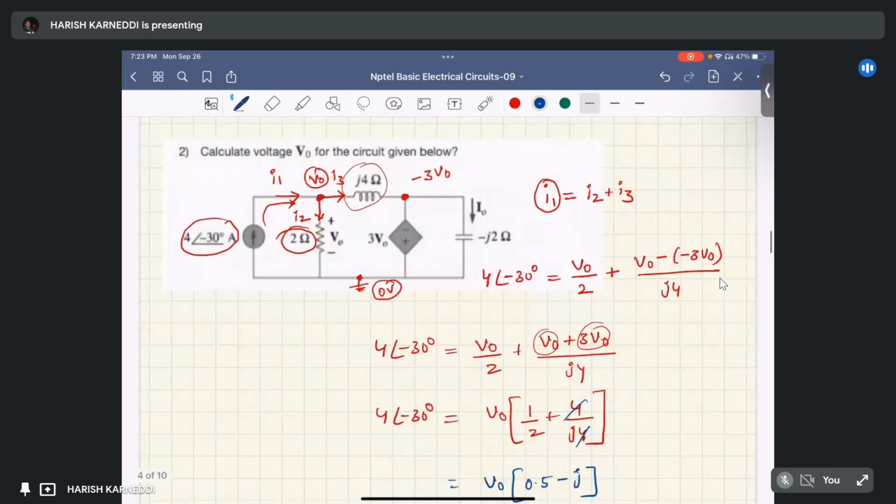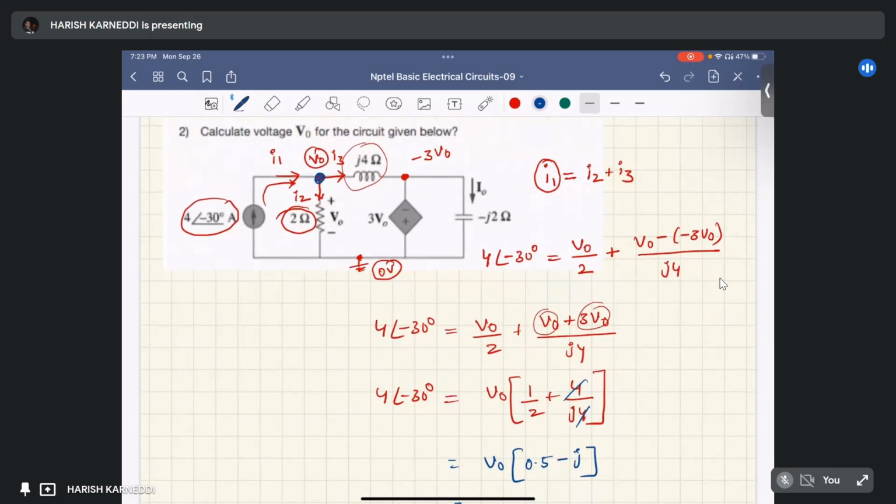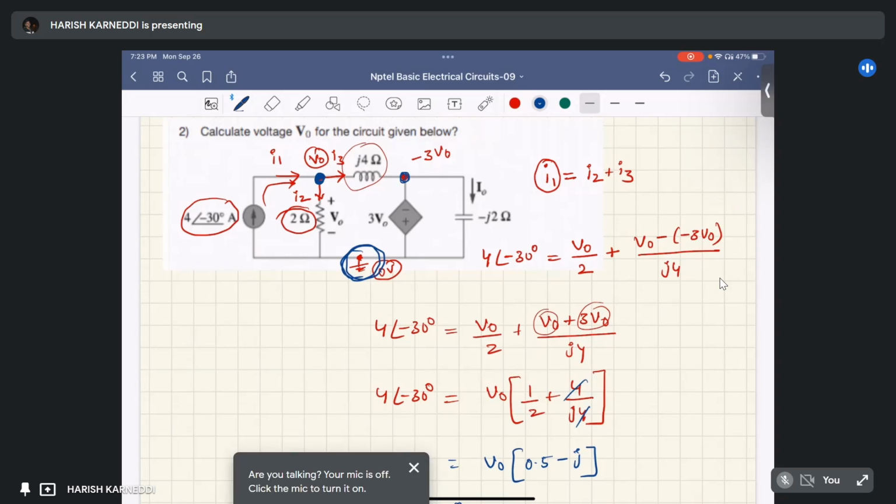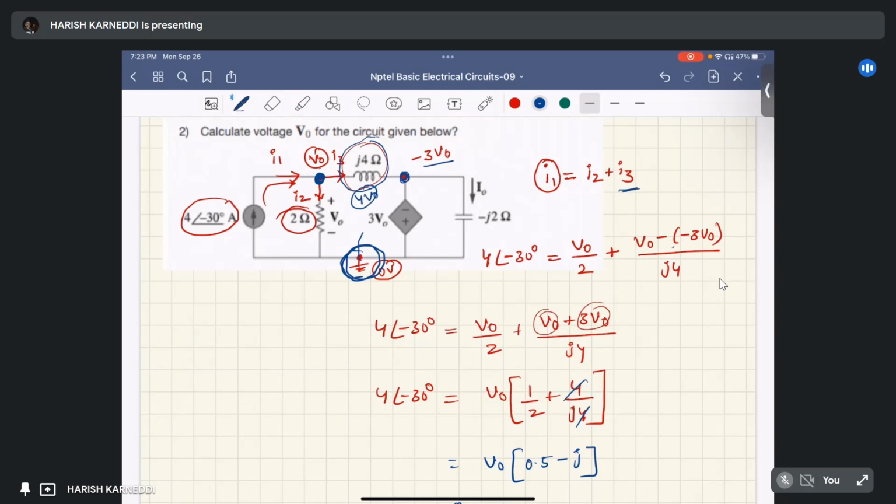Okay, we consider this particular node and we apply KCL at this node. We consider this node as a reference node because it is a common node. So the voltage at this particular point with respect to our reference node is minus 3 V0. So the potential difference across this j4 ohm is V0 minus of minus 3 V0, which is 4 V0. So we can write this I3 as V0 minus of minus 3 V0 by j4 ohm.